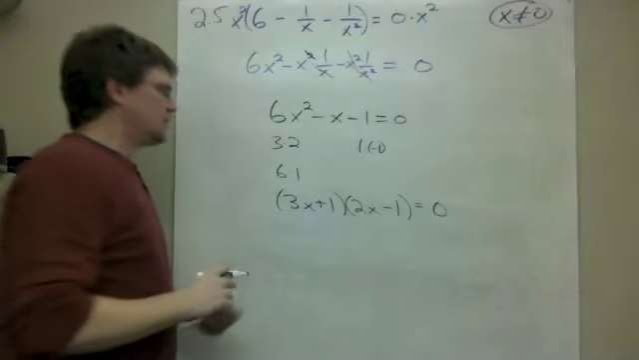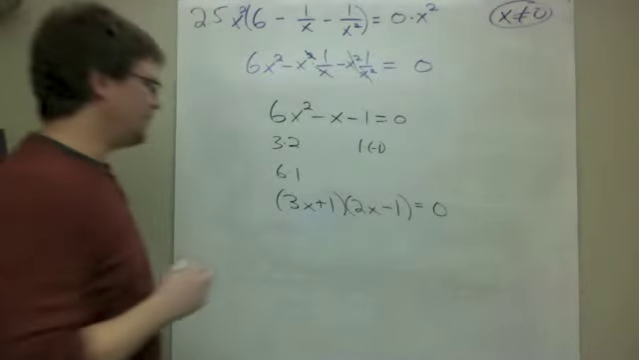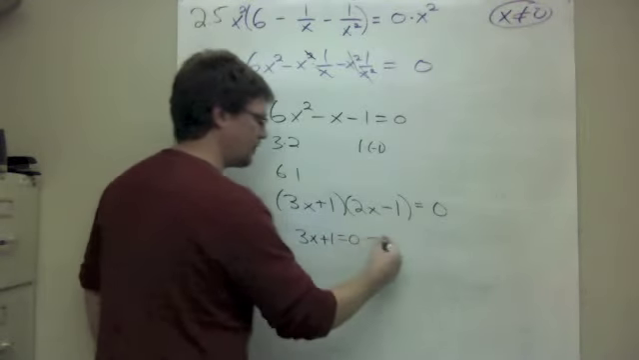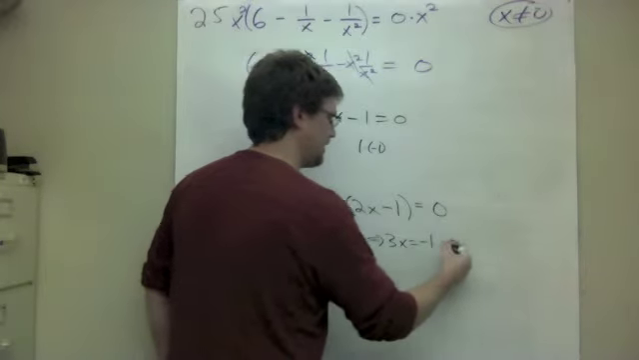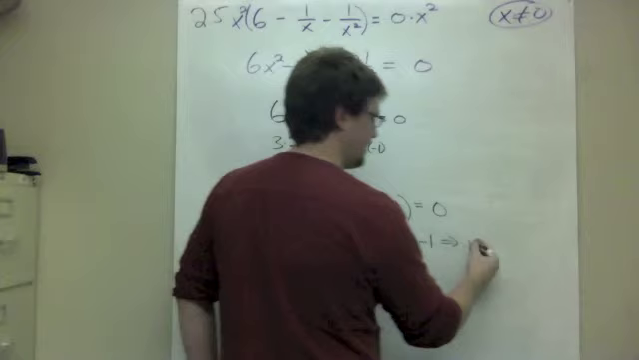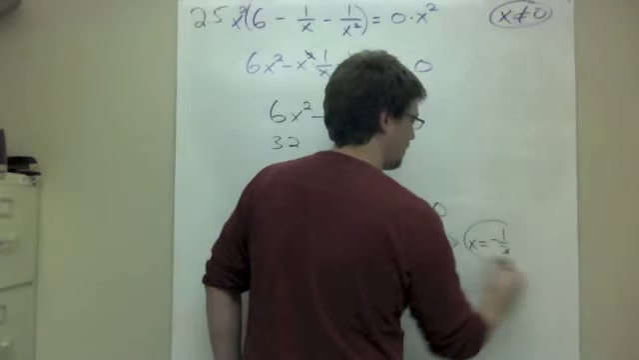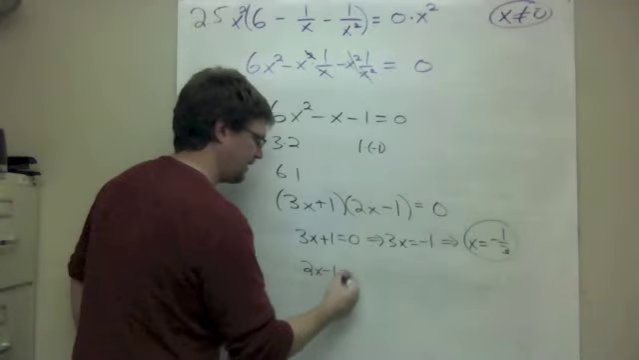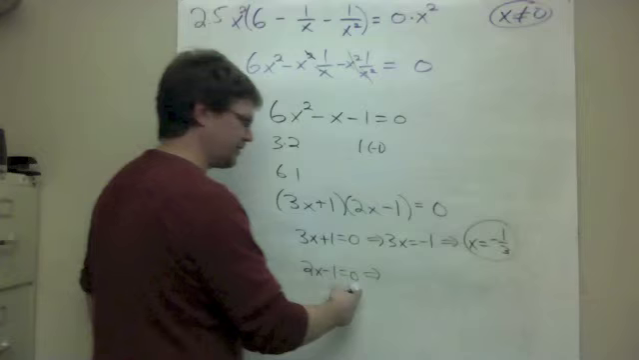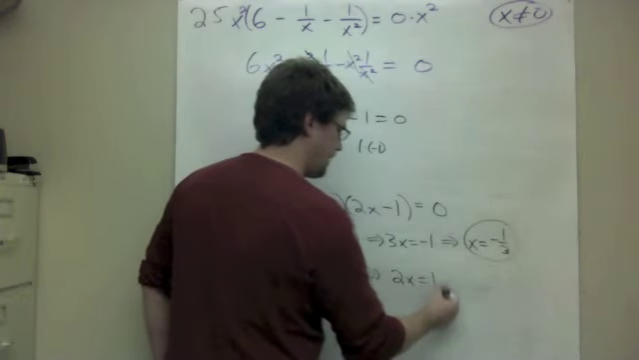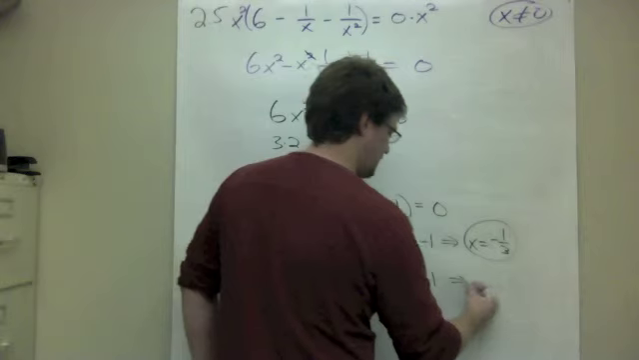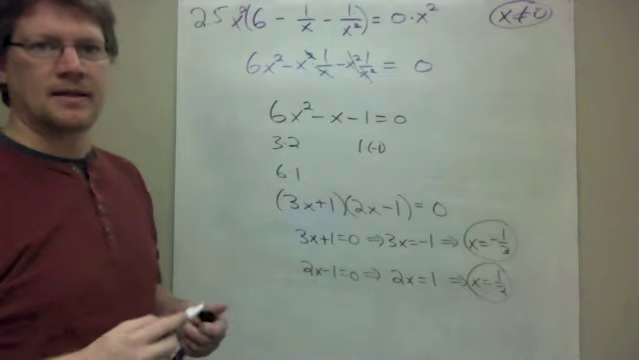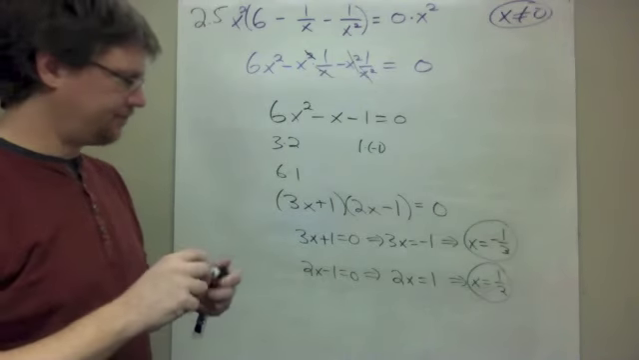So our zeros we get out of here, 3x plus 1 is equal to 0. We subtract 1 to the other side. 3x is equal to negative 1. We divide both sides by 3, so x is negative 1/3. And our other one, 2x minus 1 is equal to 0. We add 1 to both sides. 2x is equal to 1. We divide both sides by 2. x is equal to 1/2 is our other solution. And that'll do it. No zeros involved.